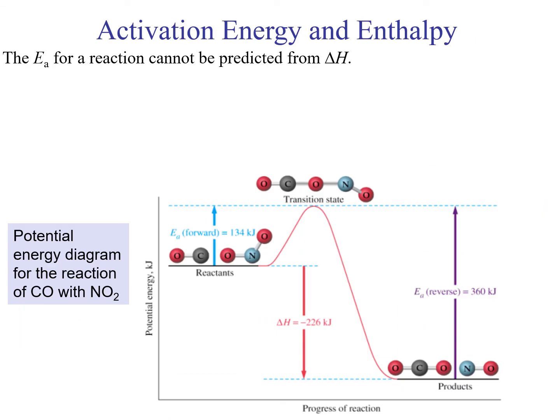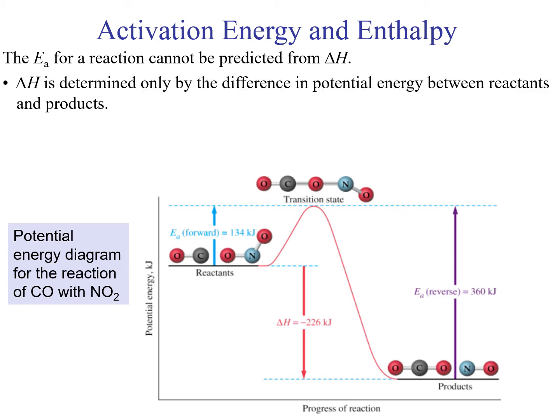When we talk about activation energy and enthalpy, we need to know that the activation energy of a reaction cannot be predicted from delta H or change in enthalpy. Delta H for the reaction is the enthalpy change for the total reaction. It is determined only by the difference in potential energy between reactants and products. A negative delta H means energy decreases. Positive delta H means energy increases. Negative delta H means the reaction is exothermic. Positive delta H means the reaction is endothermic.